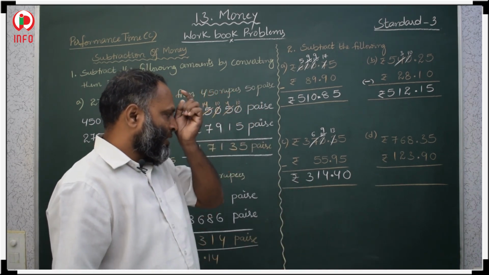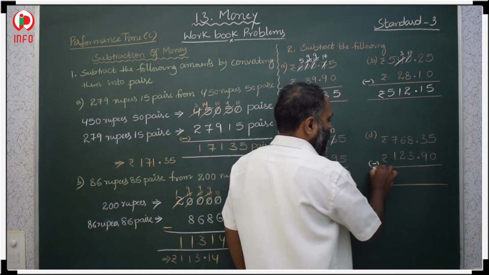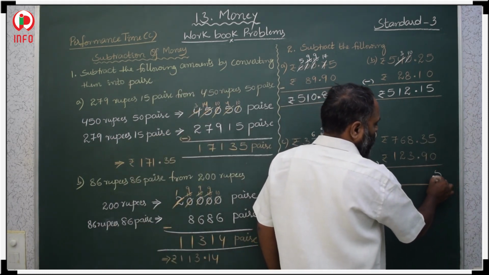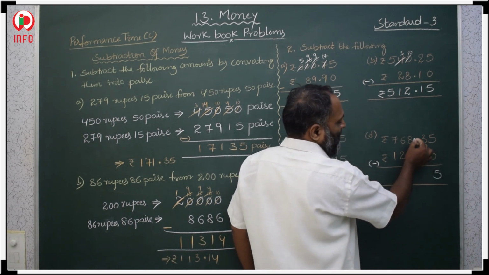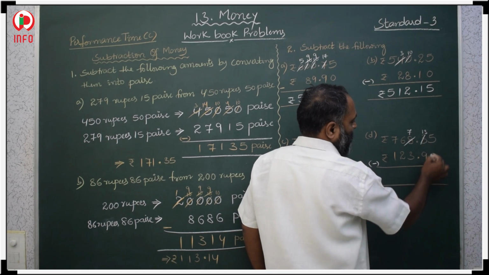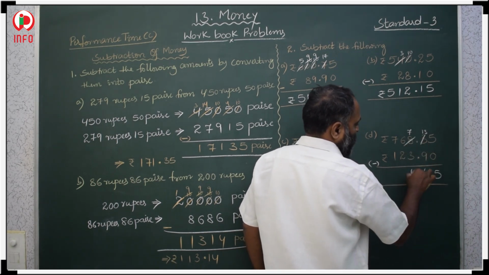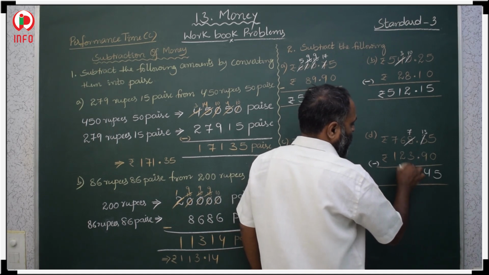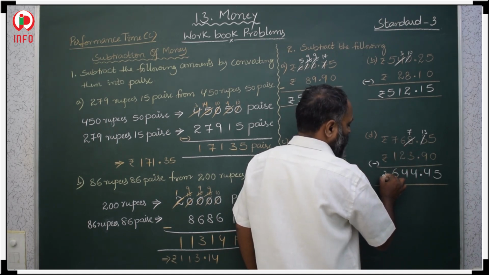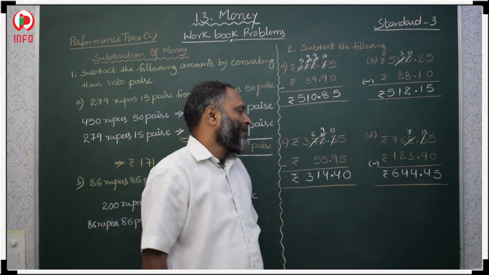314 rupees 40 paisa. Okay, now subtract. 5 minus 0, 5. 3 minus 9, we cannot subtract, so borrow from here. You will get 7 and 13. 13 minus 7 is 4. 7 minus 3, 4. 6 minus 2, 4. 7 minus 1, 6. 644 rupees 45 paisa. Okay.